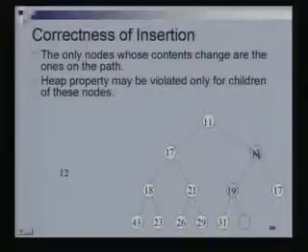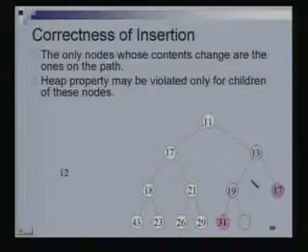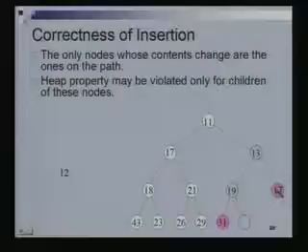So if the heap property is getting violated, it can be violated only at the children of these nodes. Since we are modifying this content, it might be that the new priority of the parent is larger than the priority of this node, or the new priority of the parent of this node is larger than the priority of this one. That would be a violation of the heap property. So it is only for these two pink colored nodes that the heap property might be violated.